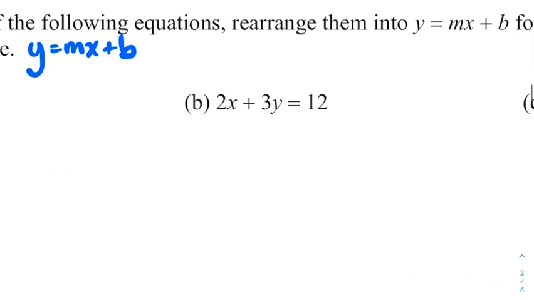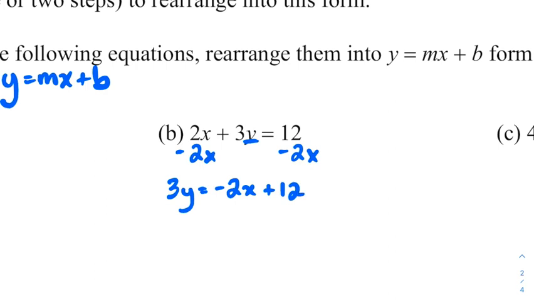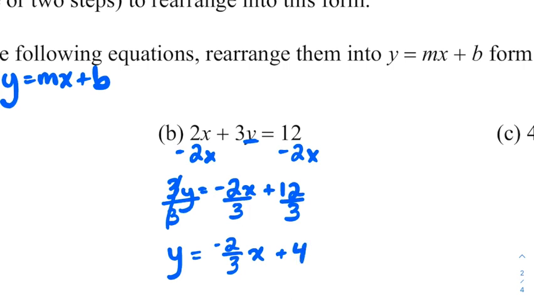In the next one, we have to do a little bit more. So it looks like we have to subtract 2x first. So I'm trying to isolate just y here. We're left with 3y equals negative 2x plus 12. So I want it to be just y. That means the next thing I could do is divide by 3 or multiply by a third, either or. That would go away, and we're left with y equals negative 2/3 x plus 4.